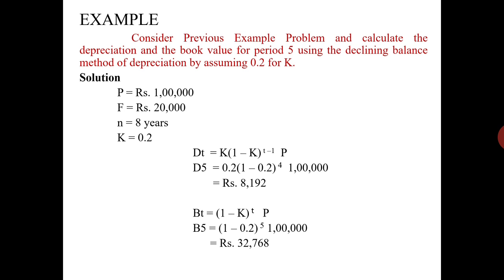DT equals K into (1 minus K) power T minus 1 into P. The suitable values are substituted into the formula. Finally, we get the 5th year depreciation value D5 equal to rupees 8,192. And the book value formula is also mentioned in the slide. BT equals (1 minus K) power T into P. The suitable values are substituted into the formula. Finally, we get the 5th year book value B5 equal to rupees 32,768.